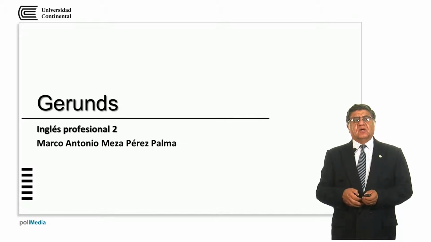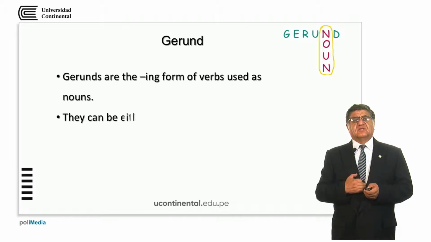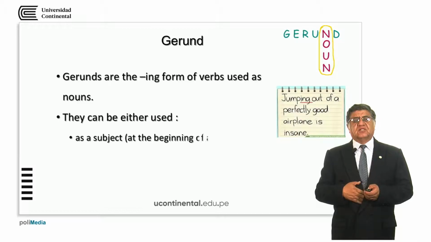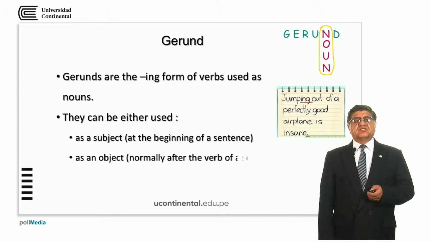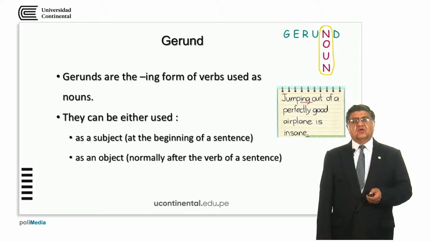Welcome you again. Okay, the gerund is the form of a verb that has an -ing at the end. A gerund can be used as a subject or as an object. As a subject, it goes at the beginning of the sentence. As an object, it normally goes after the verb of a sentence. A gerund is a verb that becomes a noun, and also it will give additional information, it will modify the information, it will change the information of the sentence.